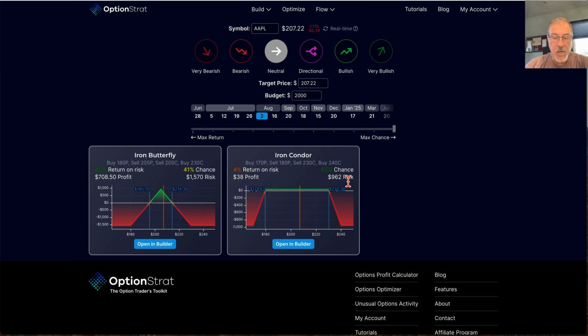And look at my max risk. If this trade were to go against me, if again, over the past couple weeks, Apple moved up 27 points.